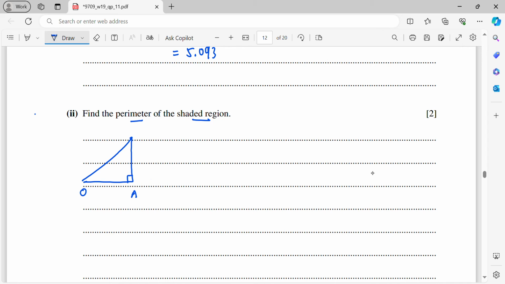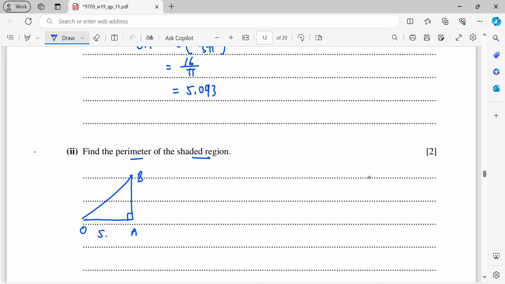Here O, A, and B. OA already found, 5.093. This angle is half of the previous angle. That means this is half of 3 over 8 pi. Okay, so here I will write angle AOB. Half of previous angle. This is going to be 3 over 16 pi.